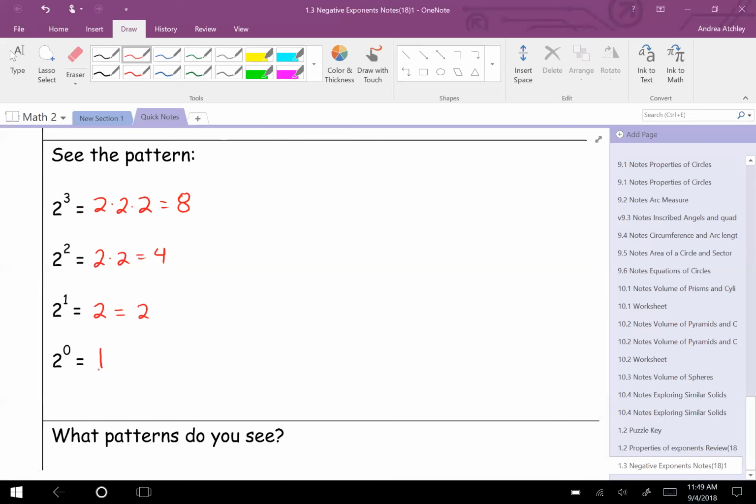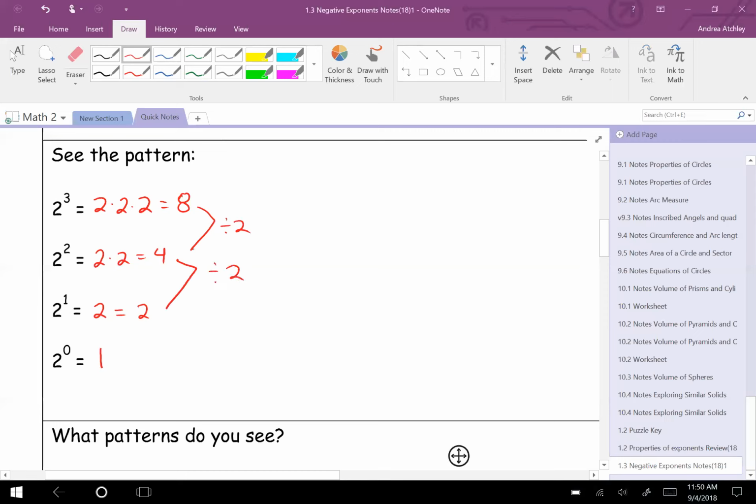Did anyone see a pattern? What pattern are we noticing? Very good. You're going to have less multiplication of 2's as your exponents are smaller. It halves itself or divides by 2 each time. That's the pattern I want you guys to see.